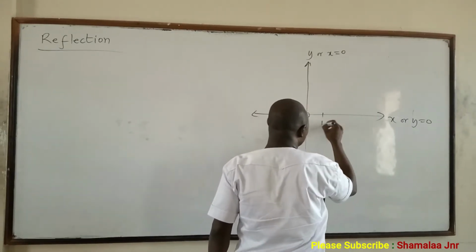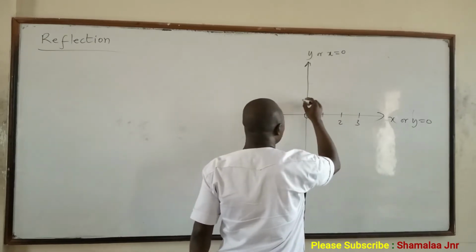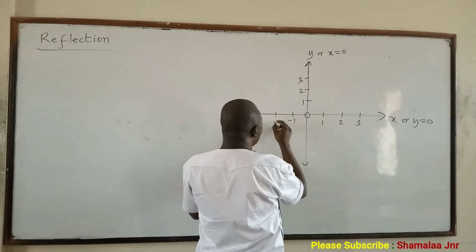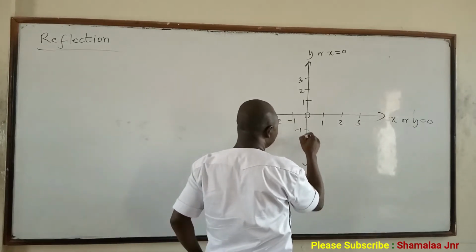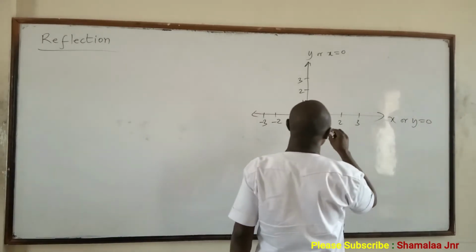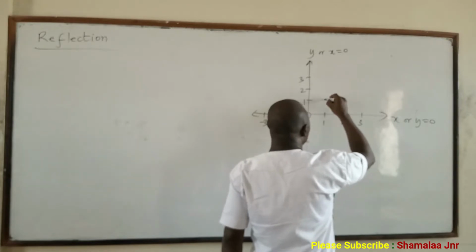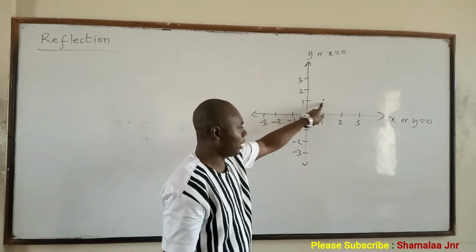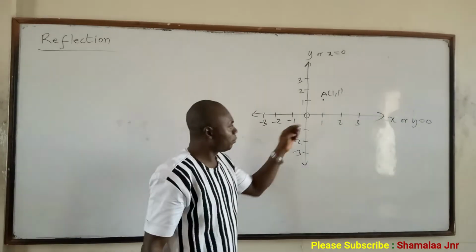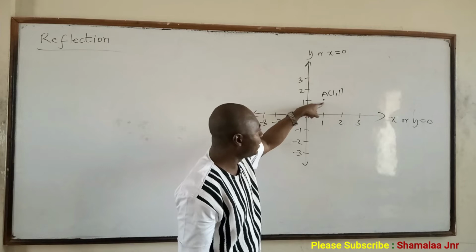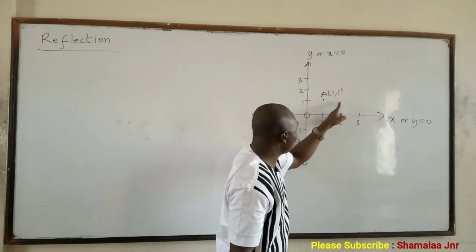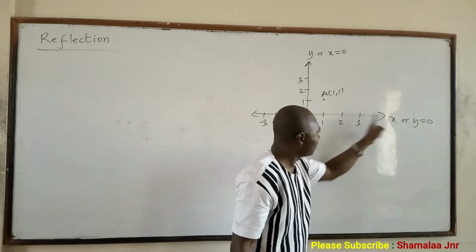So let's assume that this is 0, 1, 2, 3, 1, 2, 3, negative 1, negative 2, negative 3. That's negative 1, negative 2, negative 3. When you have the xy plane like this, you are looking at reflection. If you have a point here, say 1, 1, are you seeing it? This point, you can call it, say, A, 1, 1. When this point is reflected in the x-axis, assume that the x-axis is a mirror. So if this point 1, 1 is reflected in the x-axis, this is a mirror.